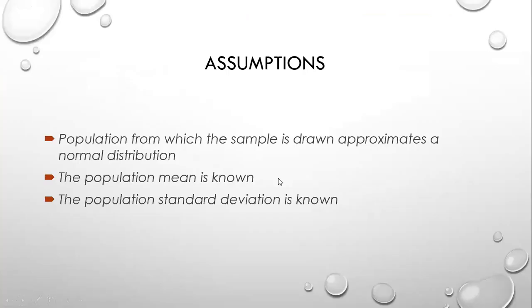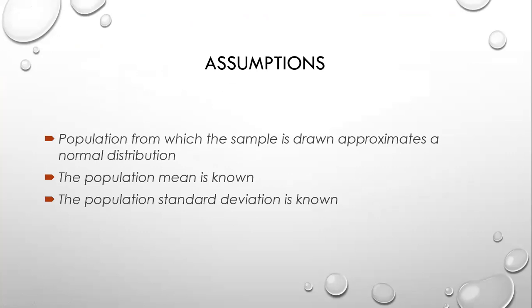The first assumption is that the population from which the sample is drawn approximates a normal distribution. Now, a normal distribution is that distribution in which characteristics of that group or that sample are representative of what would ordinarily be found in the population, any population.